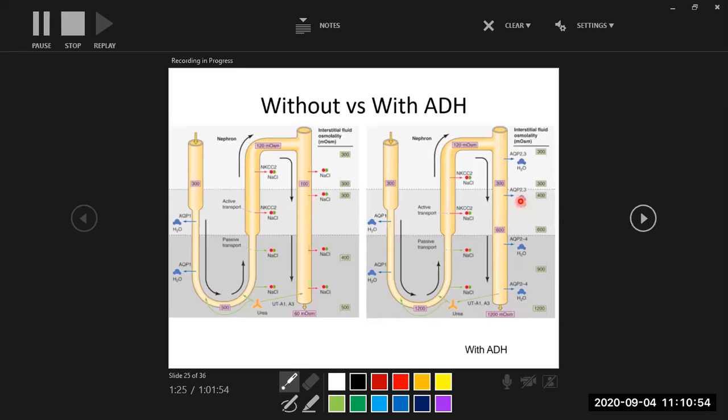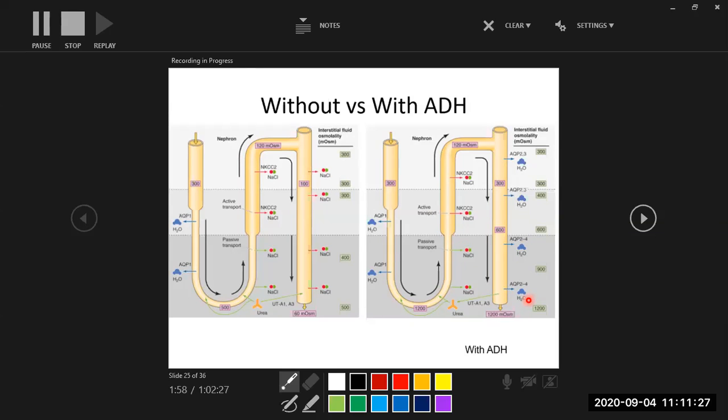So with the ADH, it acts on the collecting tubule and the collecting ducts to increase aquaporin channels to reabsorb a lot of water. Now you can see that the concentration of the urine is almost equivalent to the medulla, about 1200 milliosmol. And the amount of urine can be largely reduced. So by doing so, we are not wasting the water.